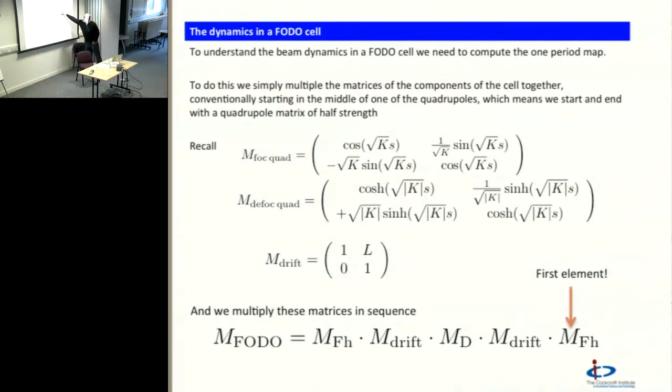So we know the matrices. There's the focusing quadrupole matrix, a defocusing quadrupole matrix, and there's a drift. So here's our sequence of matrices. We've got half the focusing quad, drift, defocusing quad, drift, half focusing quad. That's the first element seen by the beam. Of course, it's symmetrical here, but it's very important to get your head around the fact that we write the elements right to left in the order seen by the beam. That's how matrices work.